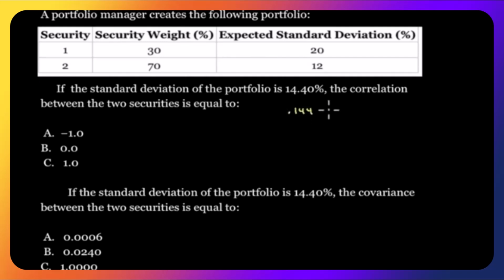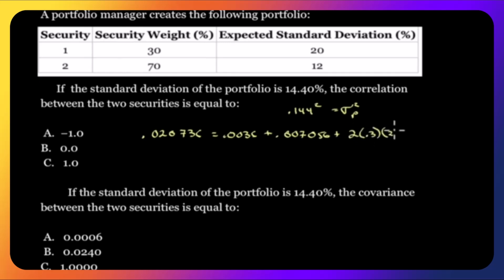So if we take 0.144, which is the standard deviation, and square it, we will get the variance of the portfolio, which will be 0.020736, and we know that it is equal to 0.0036, that was the first term, plus 0.007056, plus we had 2 times the weighting on the first asset times the weighting on the second asset. And here we're just going to let this equal x. X is the covariance between the two.